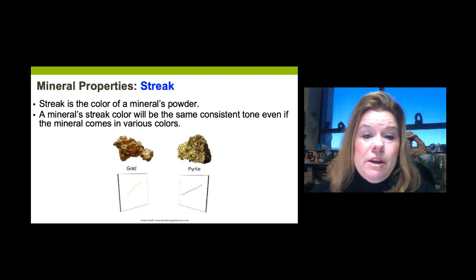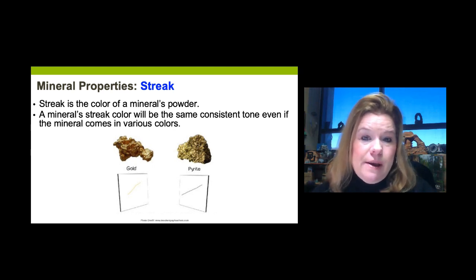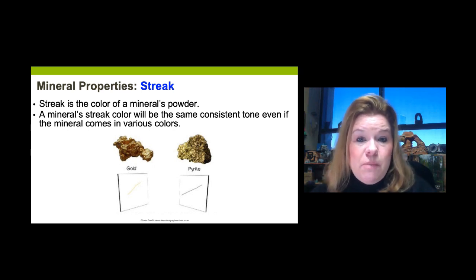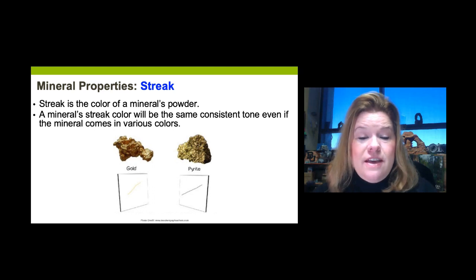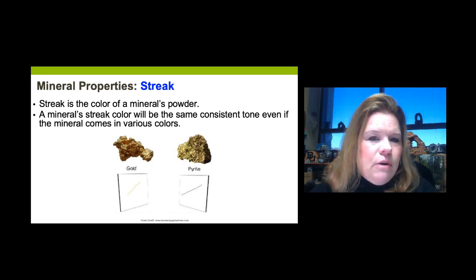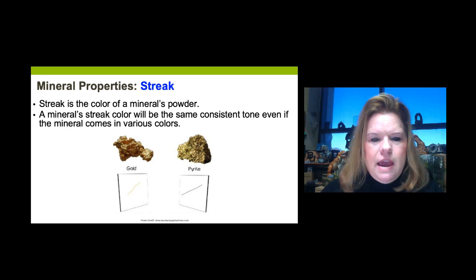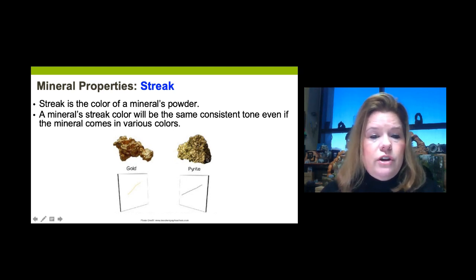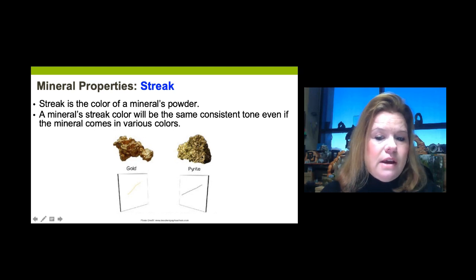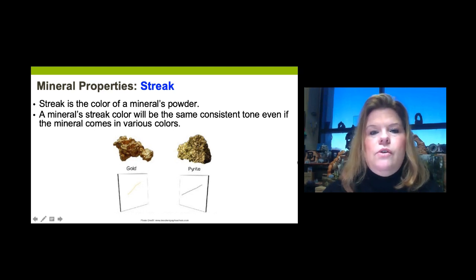So let's examine streak as a mineral property. First of all, streak is much more dependable than color. Here's why. A mineral may not streak the color that you may visibly see. For example, if you were to take a streak of gold versus a streak of fool's gold, known as pyrite, pyrite would streak kind of a greenish black color, while gold would have a goldenish gold color.